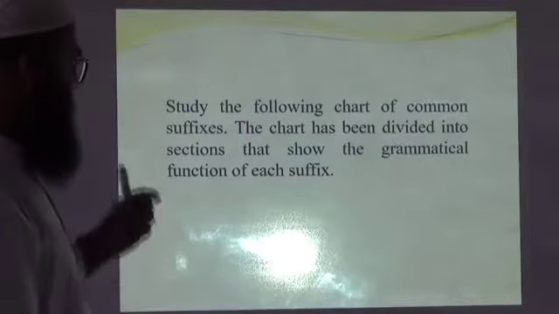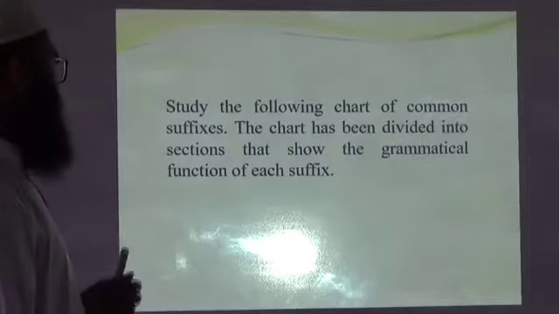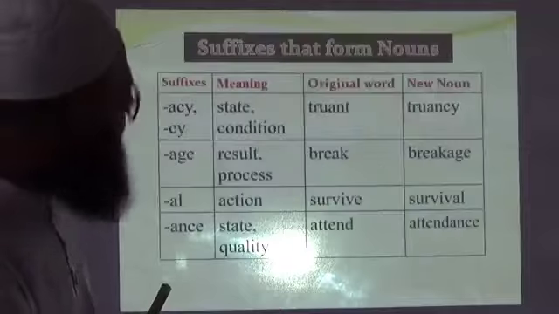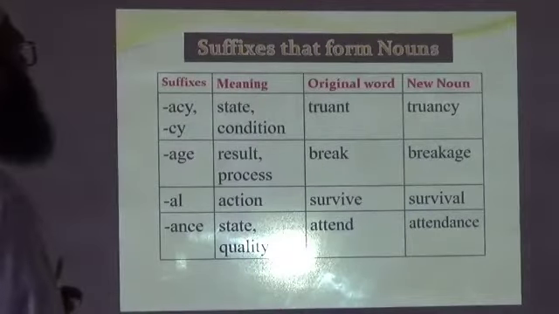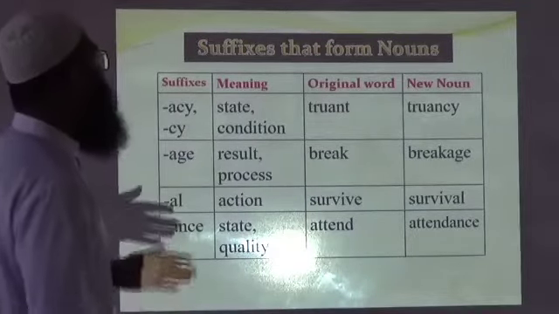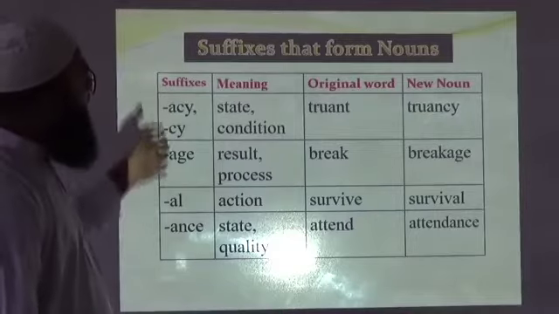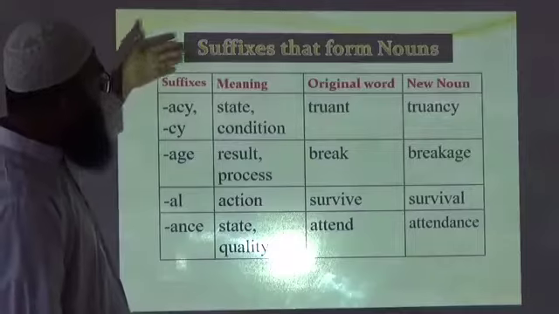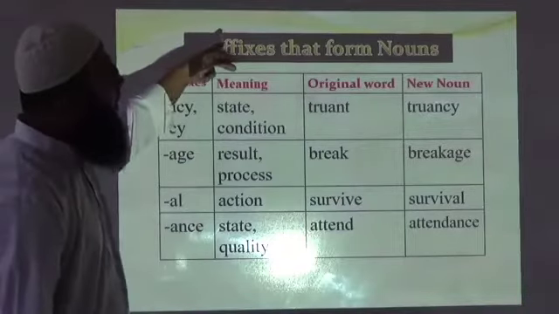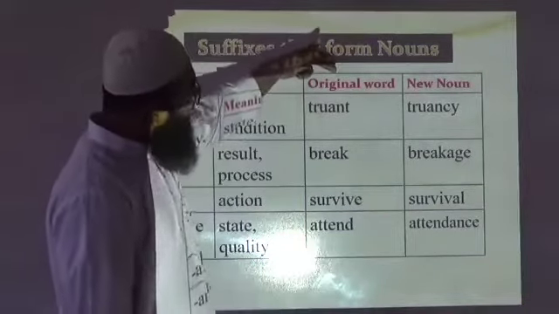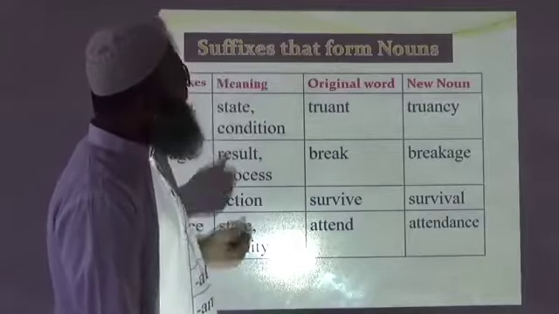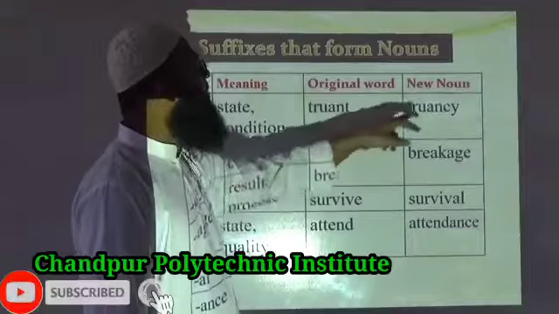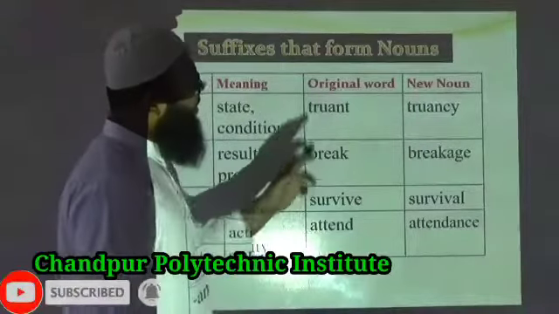Study the following chart of common suffixes. The chart has been divided into sections that show the grammatical function of each suffix. Suffixes that form nouns. Here there are four columns. First one is the suffix and its meaning, then an example of the base word, and how from this word it becomes a noun.